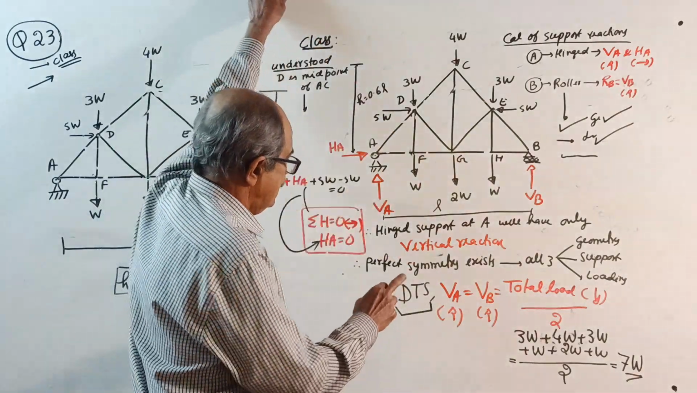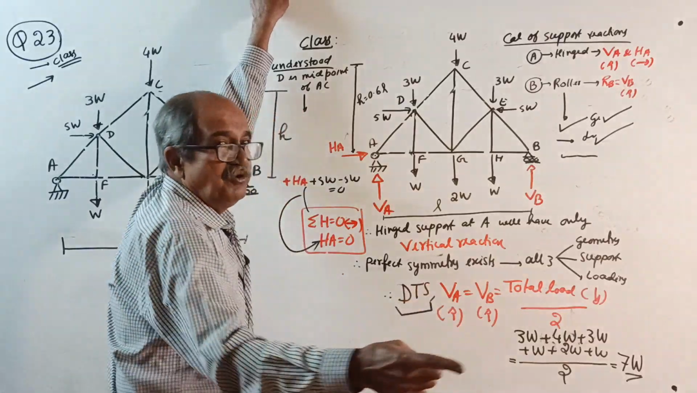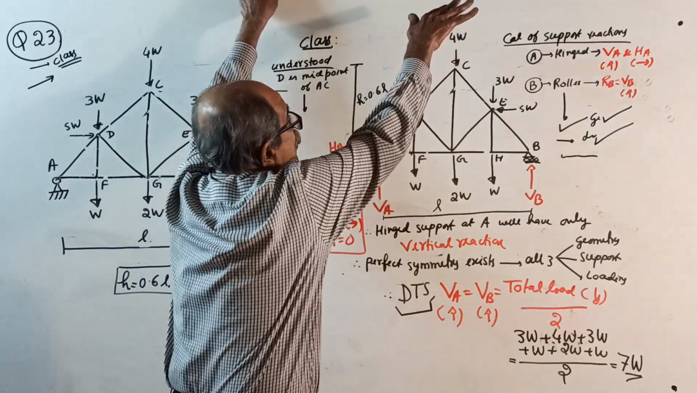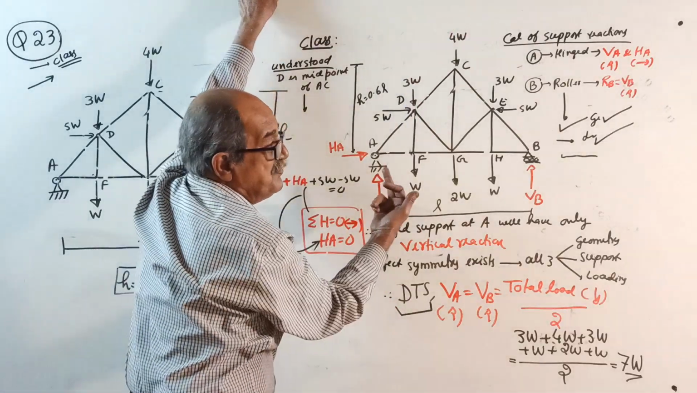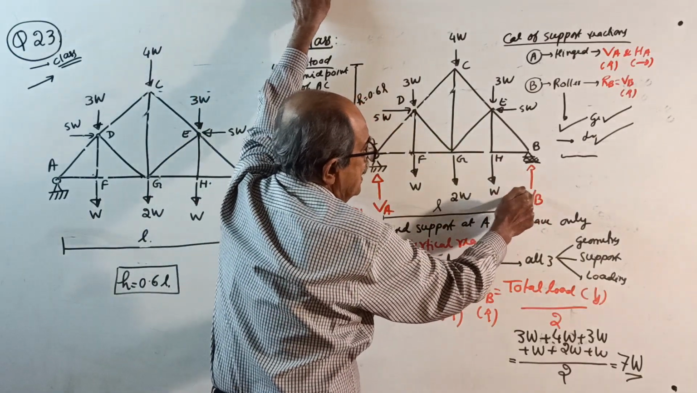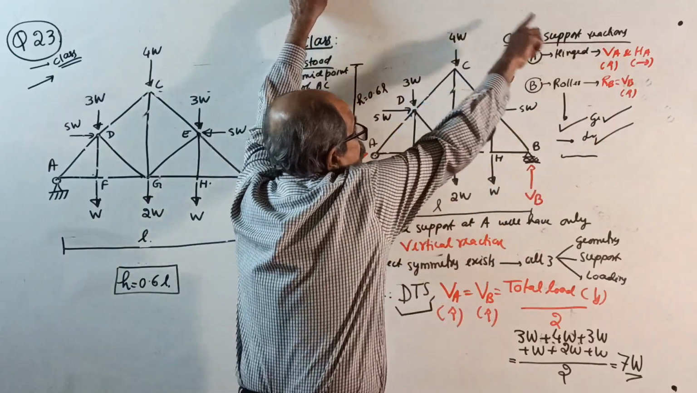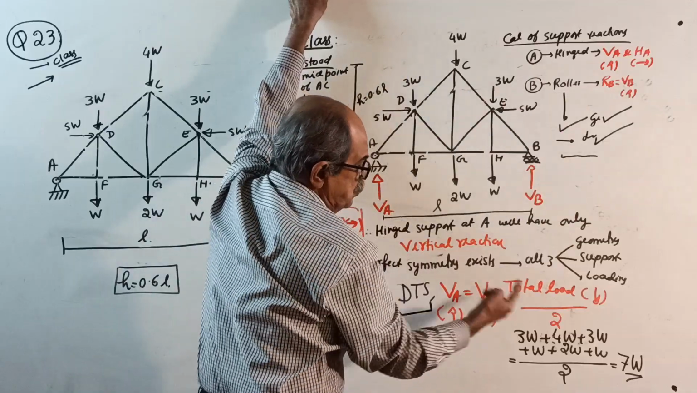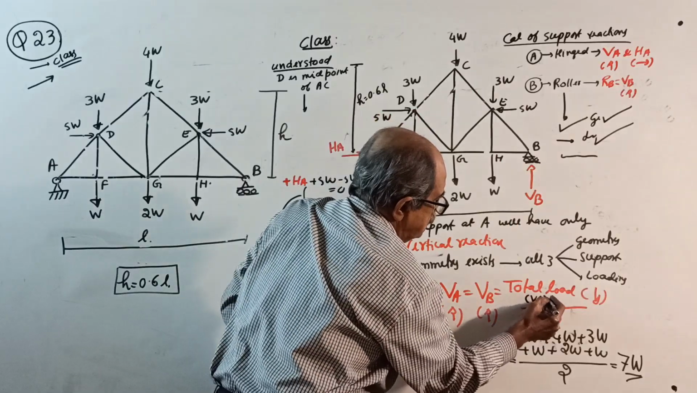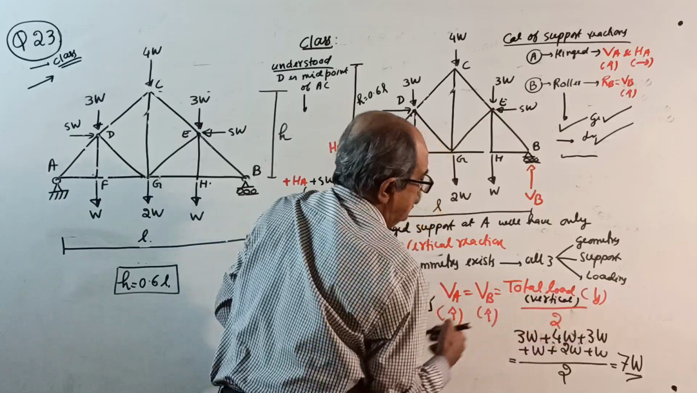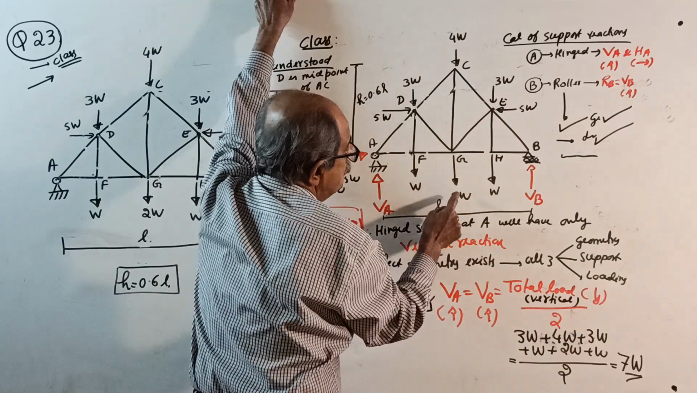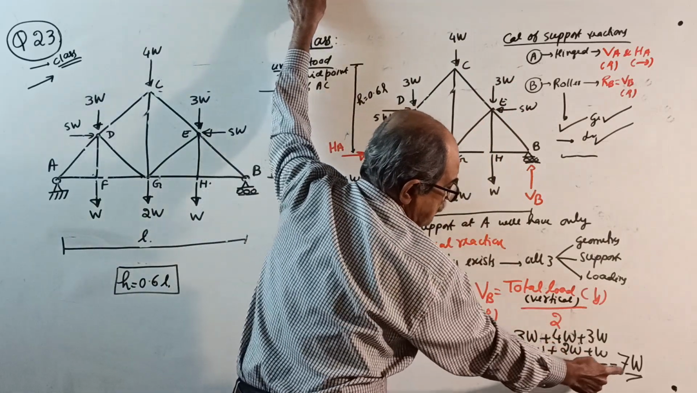Okay. Due to symmetry, for you I am telling, vertical reaction VA, see loading down means reaction opposite. Vertical reaction VA up equals vertical reaction VB up equals total load divided by 2. Total what load? Total vertical load, not horizontal load. Total vertical load divided by 2. 3W plus 4W plus 3W plus W plus 2W plus W divided by 2 will come 7W.